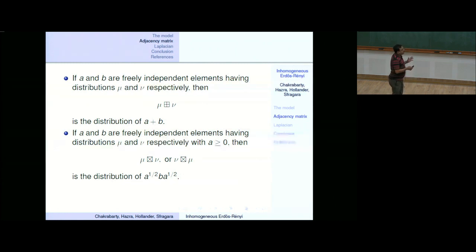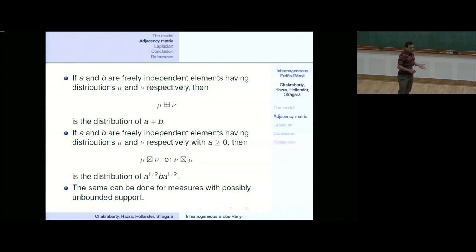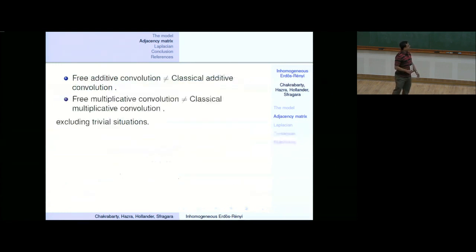So this is the reason I put this in a slide, because I've already used free multiplicative convolution. Okay, and the same can possibly be done with measures with unbounded support, and I will be needing that towards the end of my talk, but I won't go into that. I mean, essentially you truncate and play the same game. There's a word of caution that free additive convolution and classical additive convolution are not the same, and the same for multiplicative, excluding when one of them is degenerate.